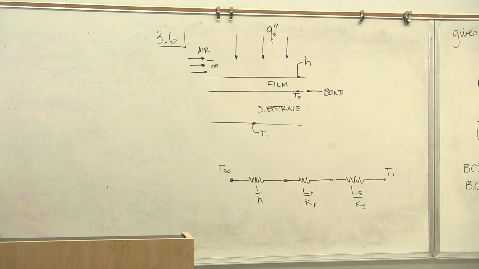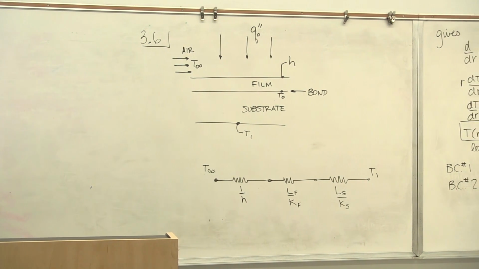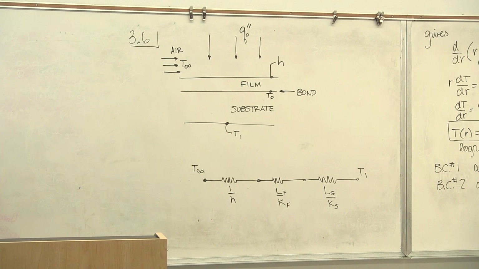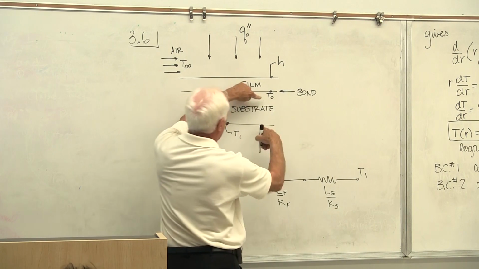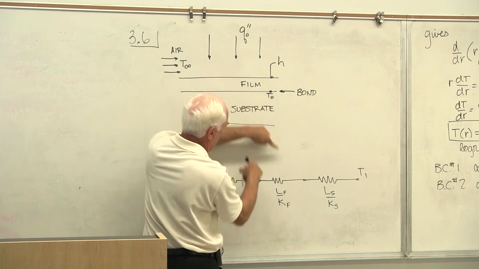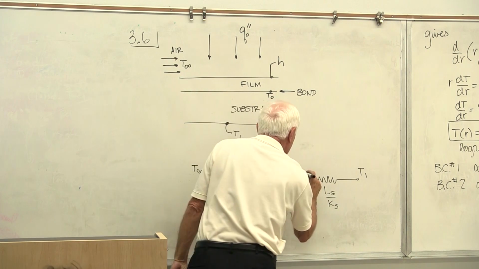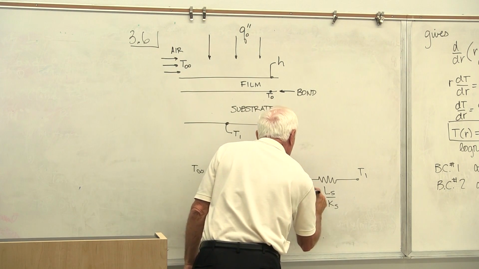Let me read this. I missed one thing when reading it. He says the free surface of the film is exposed to air. Oh, there's right there. That's T naught right there. So T naught is between the substrate and T1. Is right here. T naught.